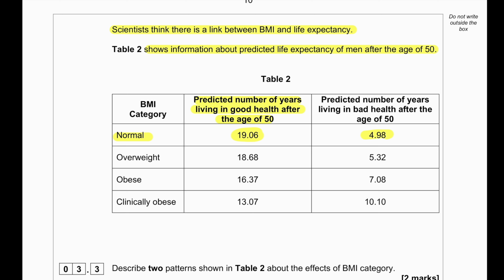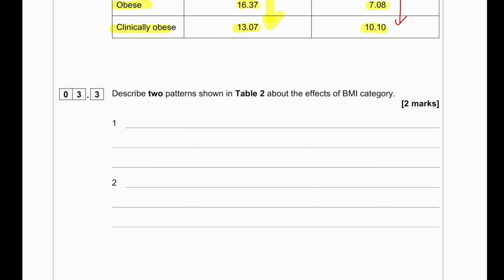as the person becomes overweight, obese, and clinically obese, the living with good health decreases significantly from 19 to 13. However, as the person's BMI increases, living with bad health after the age of 50 increases significantly to 10.10. Describe two patterns shown in table 2 about the effects of BMI category.